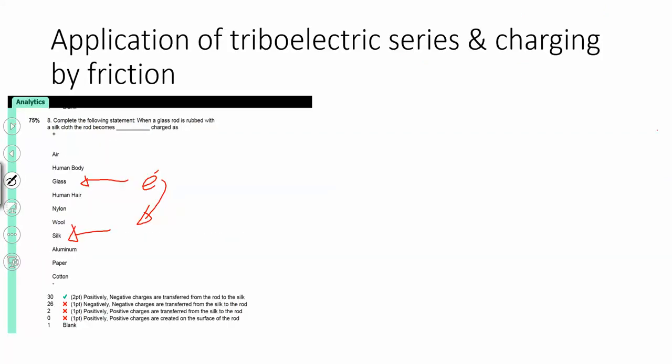All right, complete the following statement. Glass rod is charged with a silk cloth. I gave you the triboelectric series. These up on the top tend to lose electrons and become positively charged. These on the bottom tend to gain electrons and become negatively charged, and you should be able to use a triboelectric series for the unit test.